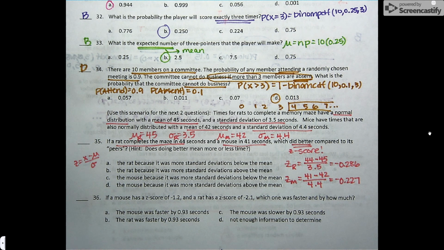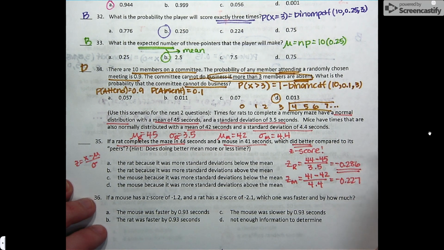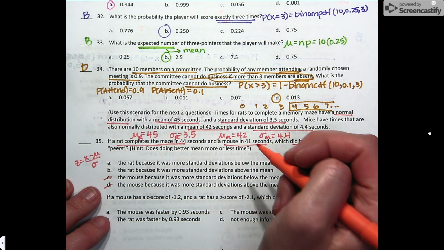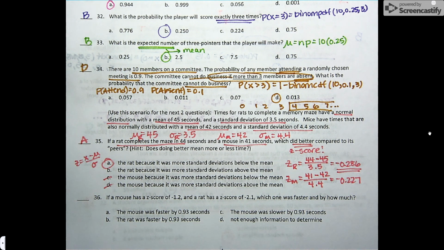And we want to know who did better completing the maze. Well, think about it, guys. If you want to have a better time, that means you want to be lower than the mean. So the one that's more below the mean is better. So in this case, the rat went further below the mean than the mouse. So the mouse is out, and it's because the rat is more standard deviations below the mean, because in this problem, that's a better thing.